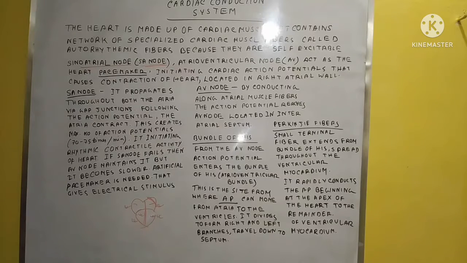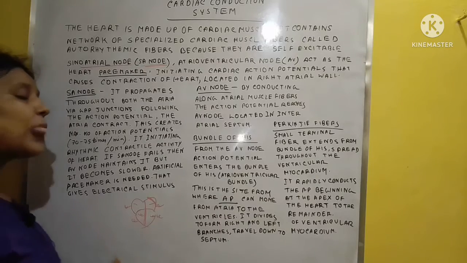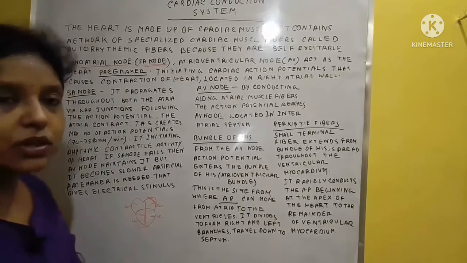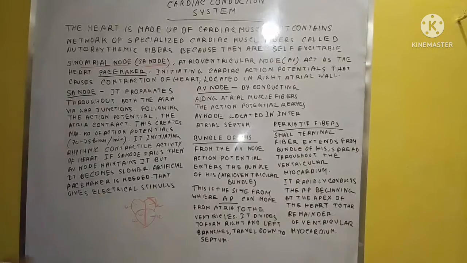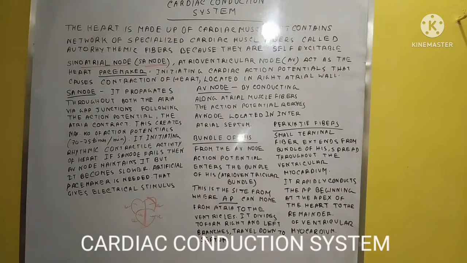or you can say the action potentials. And what is the action potential? I explained it in my previous video, so you can check that out. First of all, this action potential is produced by the AV node. Due to the continuous production of action potentials, the atrium contracts and relaxes, obviously in a rhythmic way.